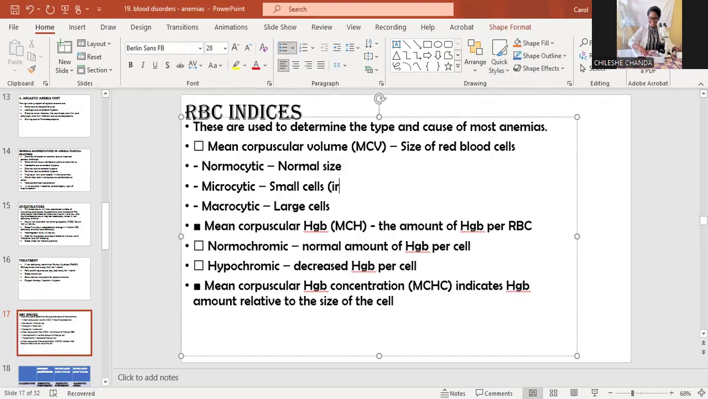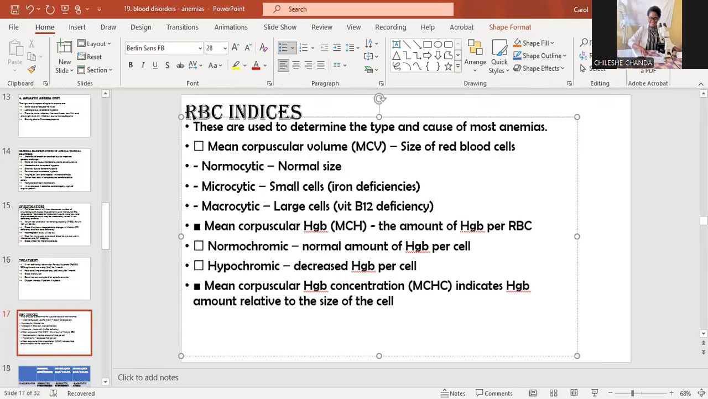Okay, and then in other anemias, you find that the red blood cells will appear larger than they should be. And an example of such is vitamin B12 deficiency. Okay, vitamin B12 deficiency anemia, the red blood cells will appear larger than normal. And this is known as macrocytic. It means the red blood cells are larger than normal.